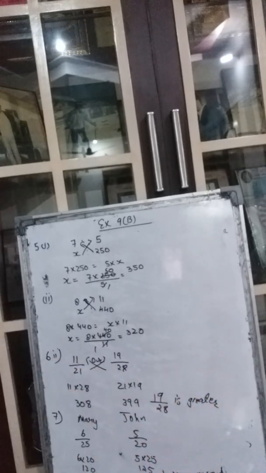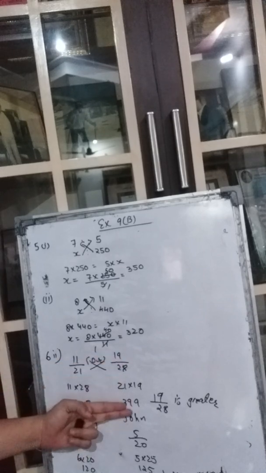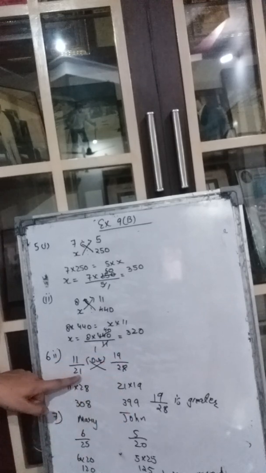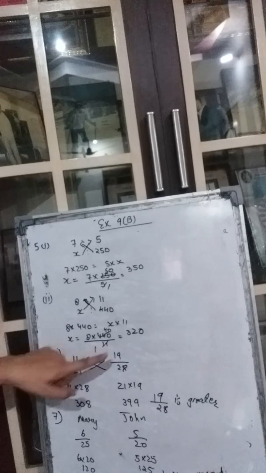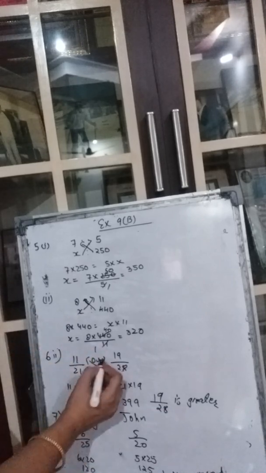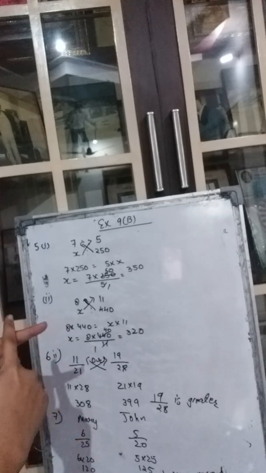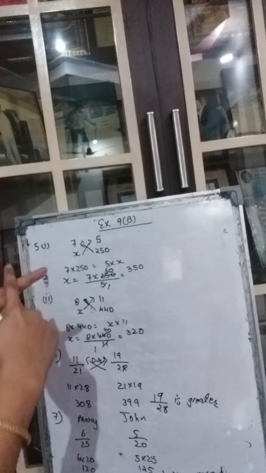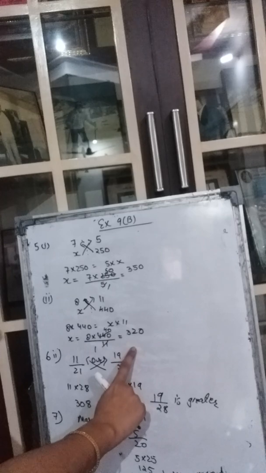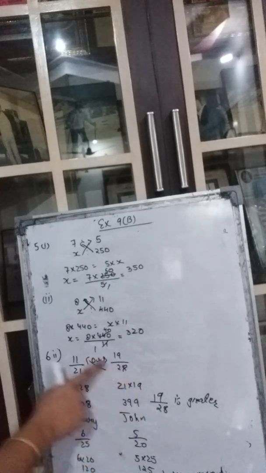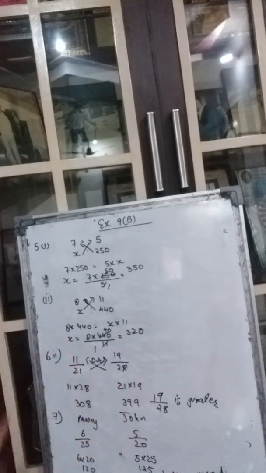See girls, it is very important you write under the correct heading. If you take this 21 this side only, then the answer will be wrong. You bring 19 here. In cross multiplication, just remember the arrow has to go up. This number has to go up here, and this number has to go up here. Okay, then your answer will never go wrong.